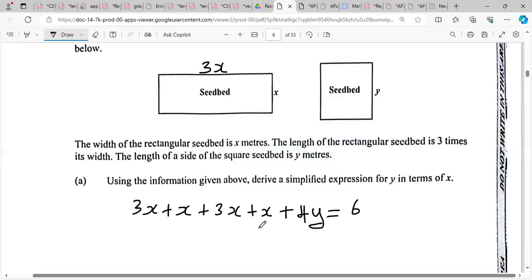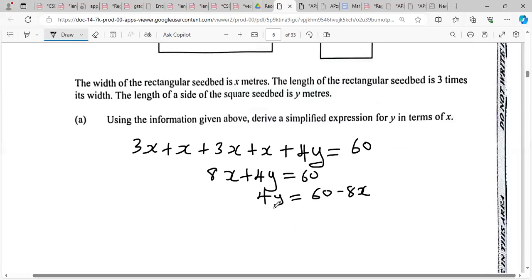And it asks us to simplify for y. We'll fix this first. 3 plus 1 is 4, plus 3 is 7, plus 1 is 8. So that's 8x plus 4y. And then we can transpose, right? So, because we have 8x, we're going to say 4y is equal to 60 take away 8x. And then now the final step, we divide by 4 to make y the subject.